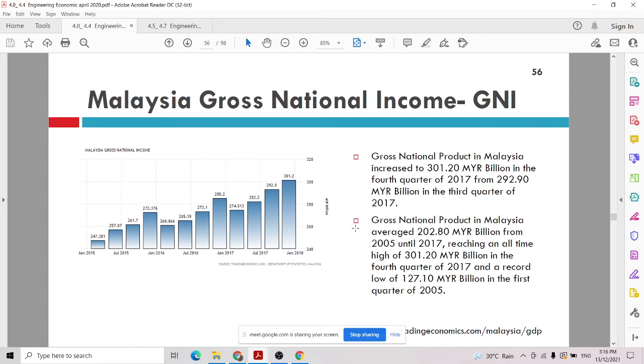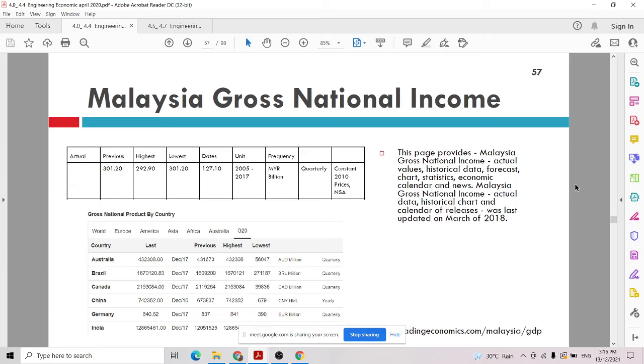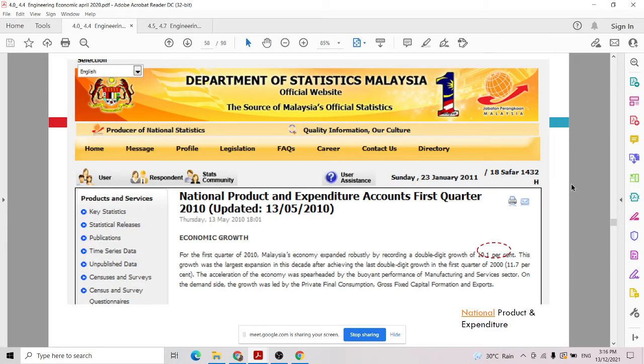Okay, so this is the gross national income for Malaysia, from 2015 up to January 2018. Income is about 301.2 billion. Okay, that is the average national income, Malaysia's income. So this is the statistic. Where does it come from? The statistic comes from the Department of Statistics Malaysia. This department will measure Malaysia's growth, as well as your GDP and GNI. GDP is what the product is all about.